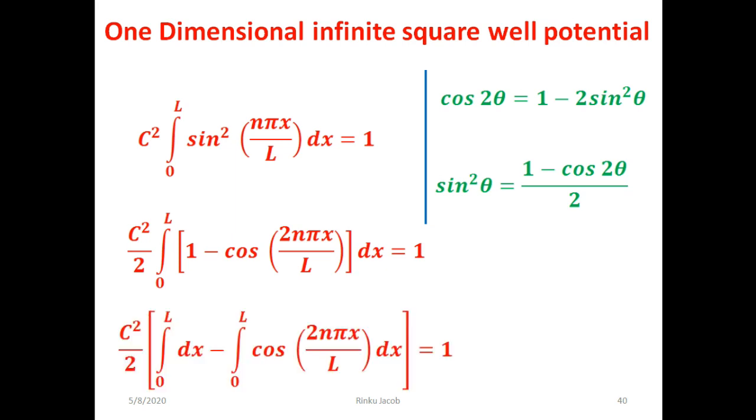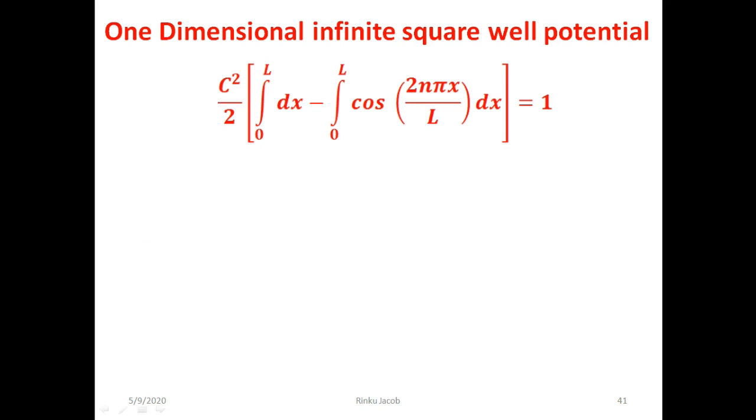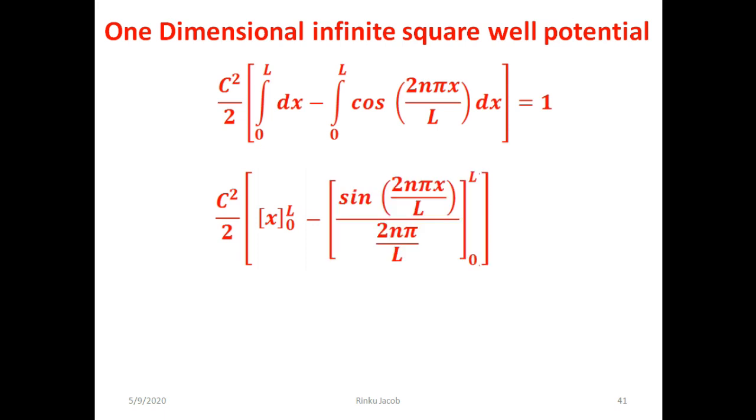Or c square by 2 [integral 0 to L dx minus integral 0 to L cos 2 n pi x by L dx] equal to 1. Now the integral dx within the limit 0 to L is x within the limit 0 to L, minus integral of cos 2 n pi x by L into dx within the limit 0 to L is sin 2n pi x by L all divided by 2n pi by L within the limit 0 to L, that is equal to 1. Now applying upper limit minus lower limit to the first term, that is L minus 0.